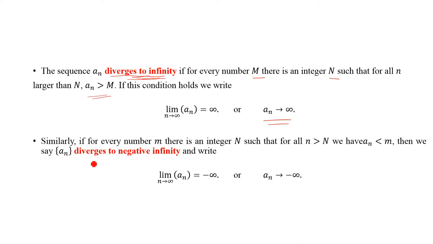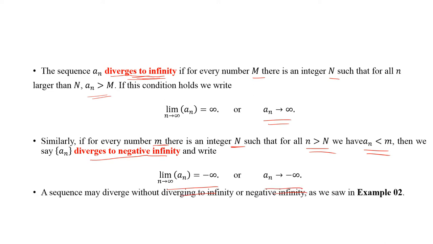Similarly, a sequence diverges to negative infinity. For this, if for every number M there is an integer N such that for all n greater than or equal to N, a_n is less than M. We are thinking of a very small number, and a_n is even smaller than that. Then we say that the sequence diverges to negative infinity, and we write it as the limit of a_n as n approaches infinity is equal to negative infinity, or we can say that a_n approaches minus infinity. Well, a sequence may diverge without diverging to infinity or negative infinity, as we saw in the previous example.